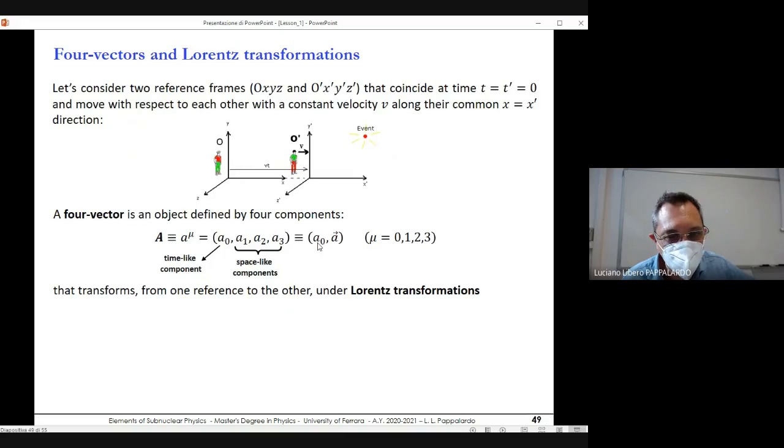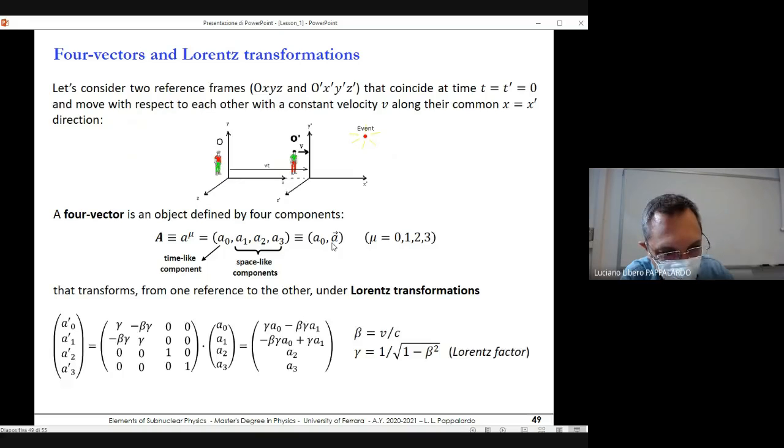And we can also write it in this compact form, with the time component alone and the 3 space components collected as a vector. Okay. So again, a 4-vector is an object defined by 4 components that transform from one reference frame to the other under the Lorentz transformation. And these are the Lorentz transformations that you know very well. So suppose you want to know the components of the 4-vector in the primed frame, and you know those in the unprimed frame, then you need to apply this transformation law, where beta is the ratio between the velocity and the speed of light, and gamma is the Lorentz boost, defined as 1 divided by the square root of 1 minus beta squared.